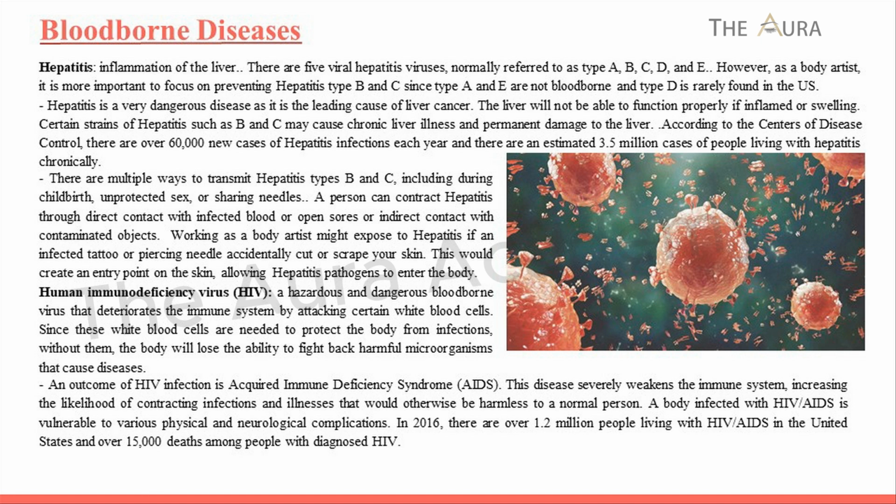There are multiple ways to transmit hepatitis types B and C, including during childbirth, unprotected sex, or sharing needles. A person can contract hepatitis through direct contact with infected blood or open sores, or in direct contact with contaminated objects. Working as a body artist might expose you to hepatitis if an infected tattoo or piercing needle accidentally cuts or scrapes your skin. This would create an entry point on the skin, allowing hepatitis pathogens to enter the body.